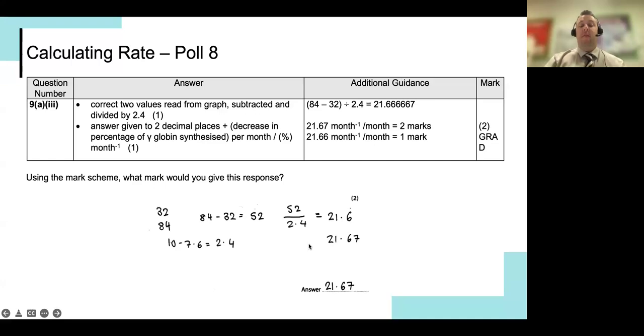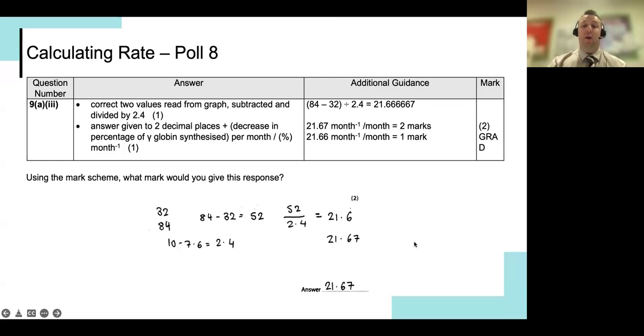So the vast majority of people, 59%, nearly 60%, are saying 1 mark. Nobody said no marks, and that's definitely correct. About 41% said 2 marks. In fact, for this response, the student was allocated 1 mark. The reason is, correct, thank you Stephen, they actually didn't give any units as such.